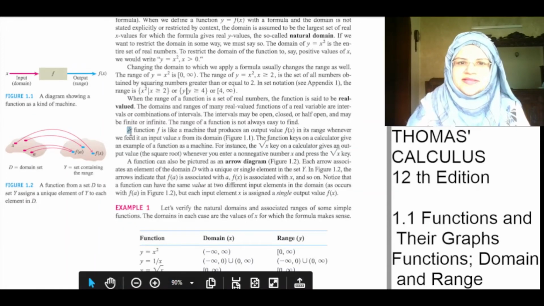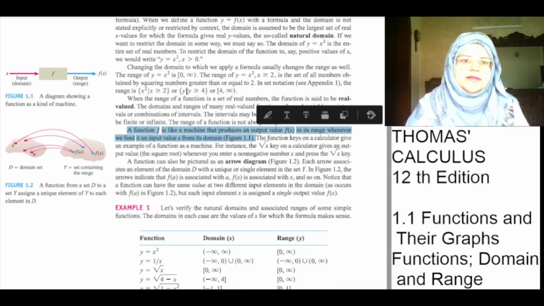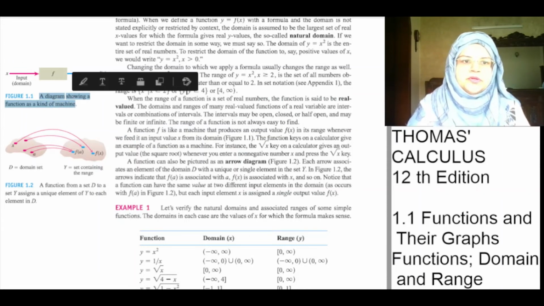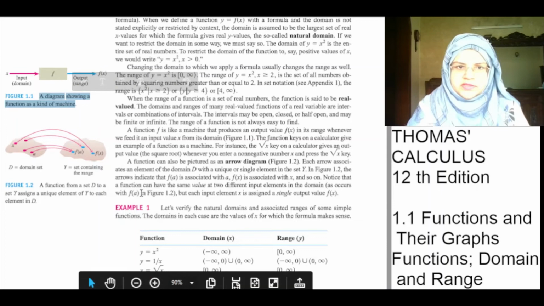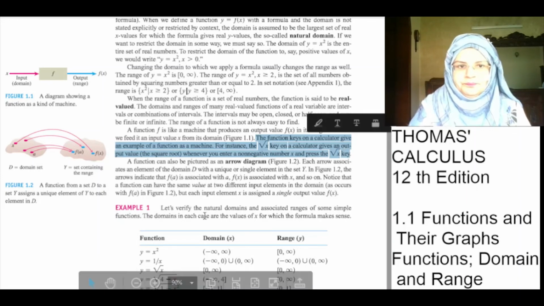A function f is like a machine that produces an output value f of x in its range whenever we feed an input value x from its domain. Figure 1.1. A diagram showing a function as a kind of machine. Input is x and output is f of x. The function key on a calculator gives an example of a function as a machine. For instance, the square root key on a calculator gives an output value, the square root, whenever you enter a non-negative number x and press the square root key.